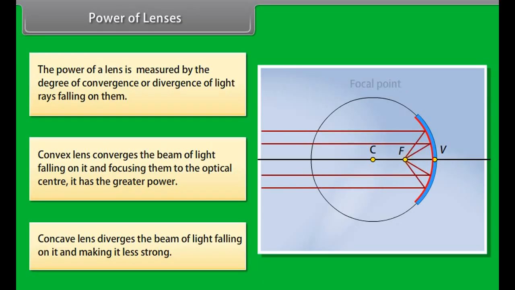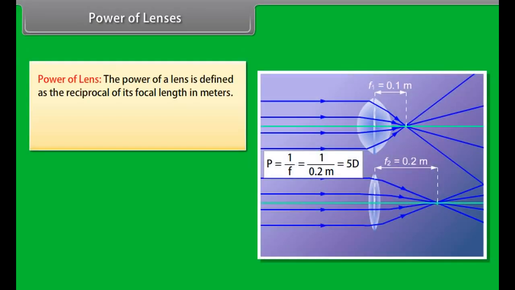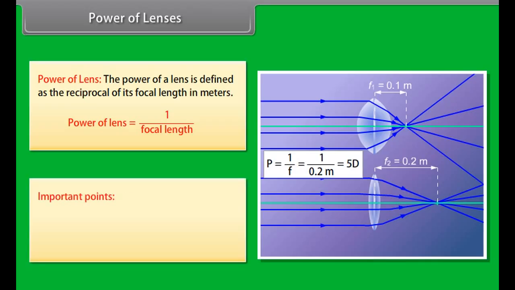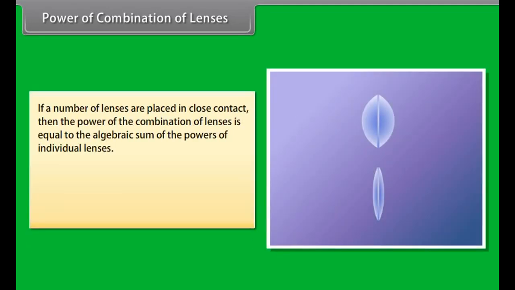Convex lens converges the beam of light falling on it and focusing them to the optical center. It has the greater power. Concave lens diverges the beam of light falling on it and making it less strong. Power of lens. The power of a lens is defined as the reciprocal of its focal length in meters. Power of lens is equal to 1 upon focal length.